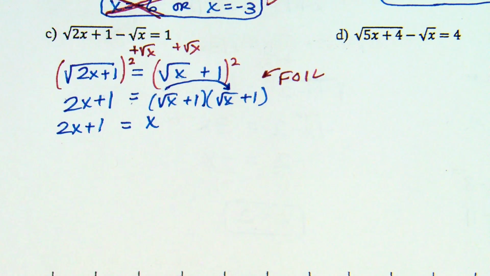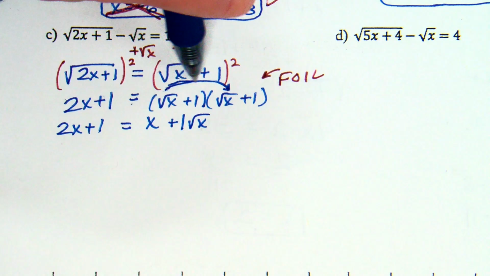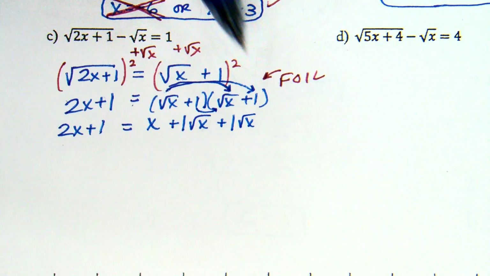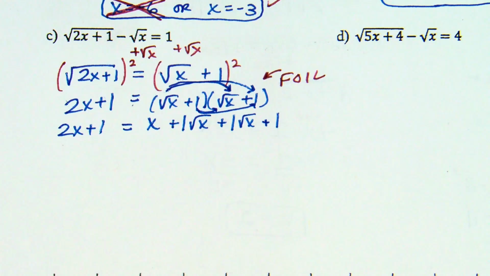What is square root of x times 1? Square root of x times 1 is 1 square root of x. Insides, 1 times the square root of x. 1 square root of x. And last, 1 times 1 plus 1. What can I do on that right side? Yeah. Combine the like terms.